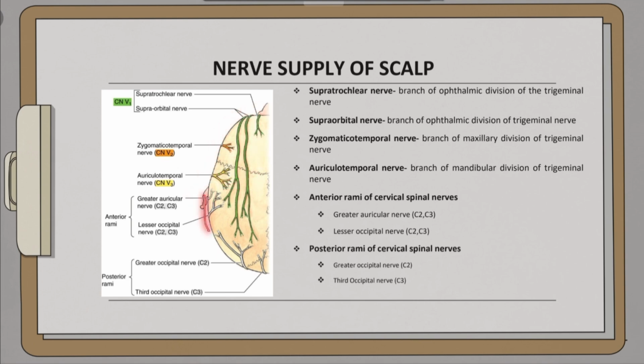Whereas behind the ear lobule, the sensory nerve supply is coming from the anterior and the posterior rami of the cervical spinal nerves. That is, you can name accordingly greater auricular nerve, lesser occipital nerve, greater occipital nerve, and third occipital nerve. So you can see in this picture behind the ear, there is the greater auricular nerve and the lesser occipital nerve, and the greater occipital nerve and the third occipital nerve.